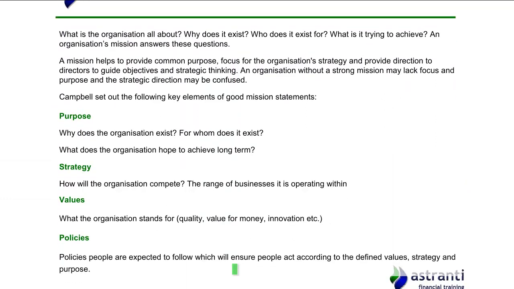Now, mission itself is really about what the organisation is all about. Why does it exist?